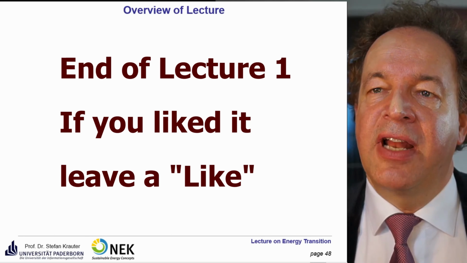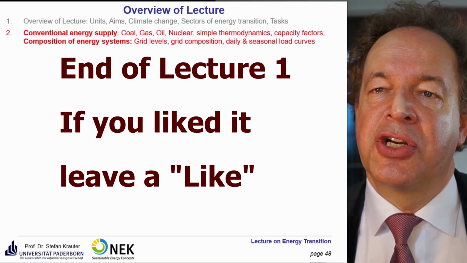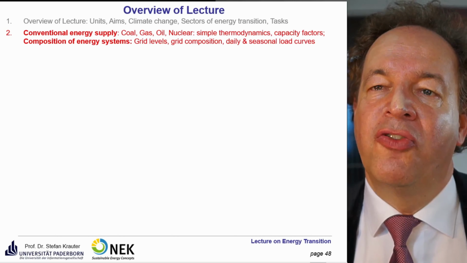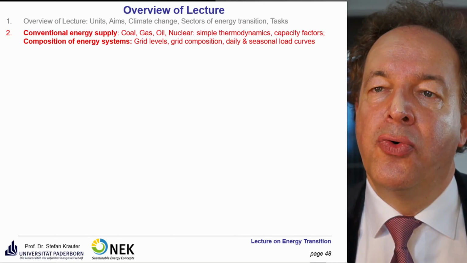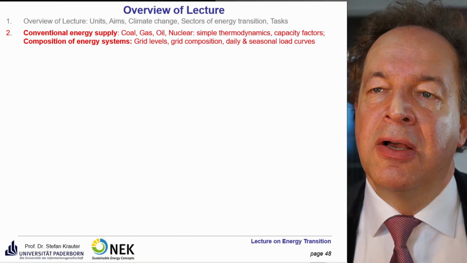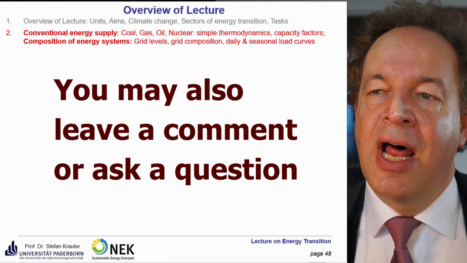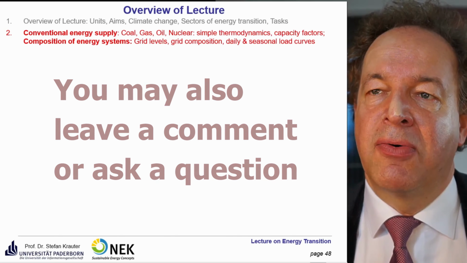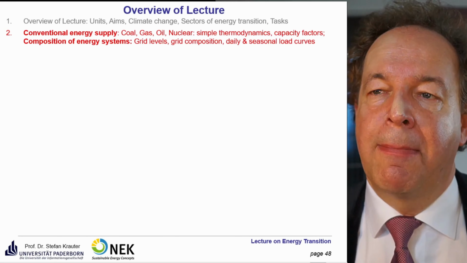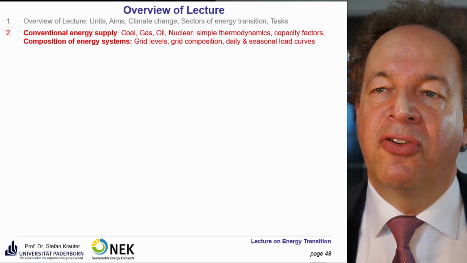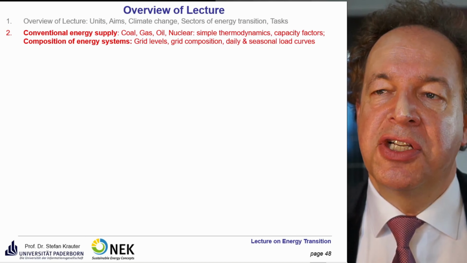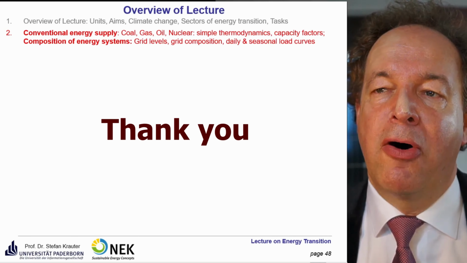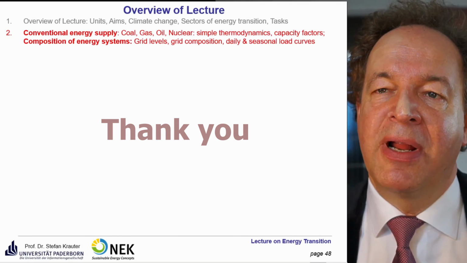So we are at the end of the lecture, and next lecture we will talk about the conventional energy supply such as coal, gas, oil, nuclear. We'll talk about simple thermodynamics, the burning value, and how much water you can heat up by that and so on. We'll talk about the so-called capacity factor. That means how often is the energy available, or how many hours a year is the energy available from a solar power plant, a wind power plant, compared to a coal power plant, for example.